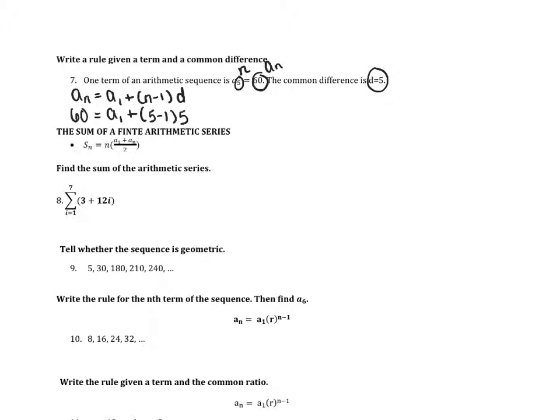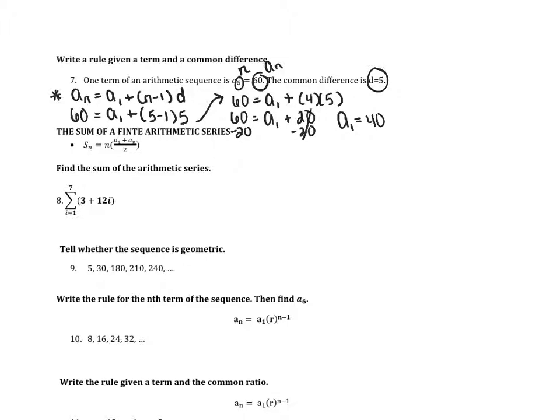So we're going to solve for a1 right now. We need to figure out what was that first term of the sequence. And so we're going to move this work up here. We have 60 is equal to a1 plus 5 minus 1, which is just a 4, and you're multiplying that by 5 on the outside. That's going to give you 20. So 60 is equal to a1 plus 20. To undo addition, you're going to subtract 20 on both sides, which means that a1 in the sequence is equal to 40.